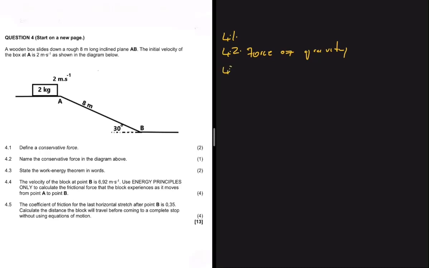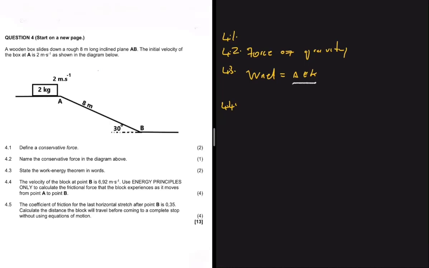Moving to 4.3, it is saying let's state the work energy theorem in words. So we have work net being equal to the change in EK, and that in words goes as follows. The net work done on an object is equal to the object's change in kinetic energy. Basically, you are just explaining the formula, right? Because it's easy to see from the formula that the net work done on an object is equal to the object's change in kinetic energy. 4.4. So 4.4 is in that the velocity of the block at point B is 6.92 meters per second.